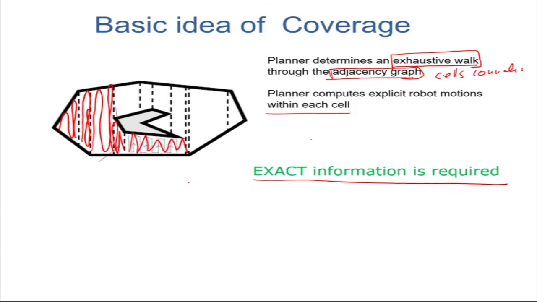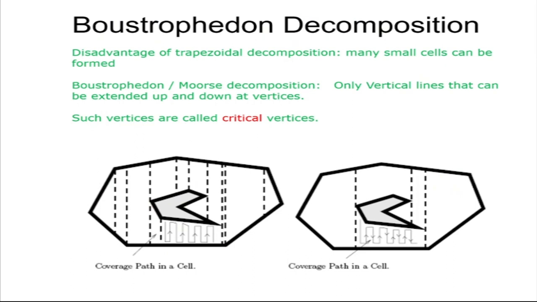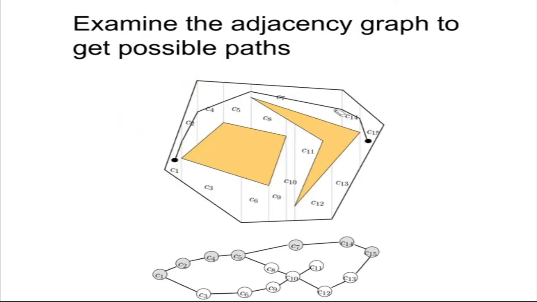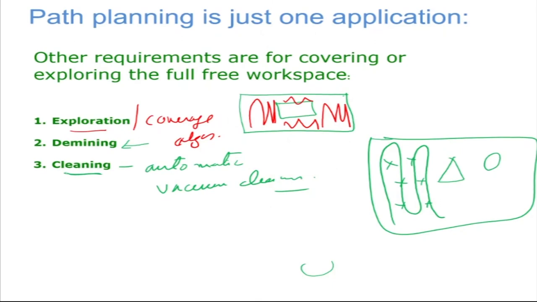Now, how do we do that? This is called boustrophedon decomposition. The disadvantage of trapezoidal decomposition is that too many small cells are formed. Whenever we looked at this trapezoidal cell decomposition, let's just go back to this figure. Here, you can see that there are so many cells being formed. If you start cleaning one cell here, there are too many cells and it gets a little confusing.